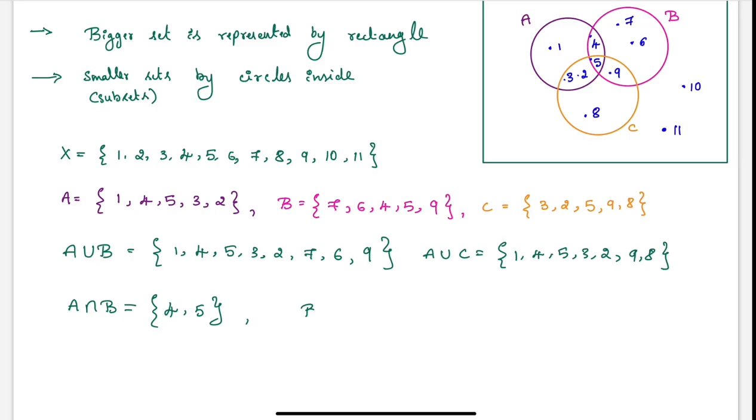So what is B intersection C now? Yes, by observing the diagram, we can see that it is 9 and 5. Similarly, you can calculate A intersection C as well.